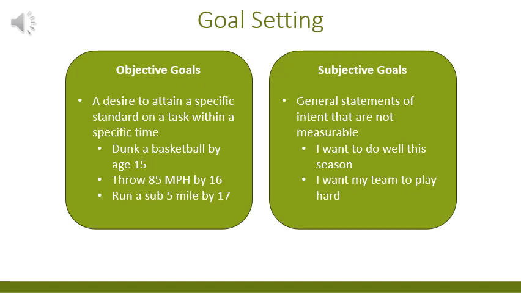So objective goals are things that have a clear stated goal, right? There's no ambiguity there. There's no mystery. Subjective goals are different. Those are general statements of intent that are things you can't measure. They're not quantifiable. So one example of a subjective goal is you want to do well this season. Well, there's no way to tell what doing well is. You just know you want to do well. You want to play well. You want your team to play well. Those are subjective. You can't really measure that.